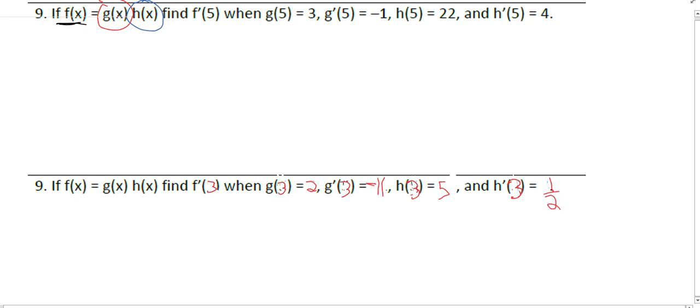They tell you that the g portion of it, which we're doing in red, at 5 is equal to 3, and the derivative at 5 is equal to -1. Then they tell you that h has a value of 22 when x equals 5, and that the derivative is equal to 4 when the x value is equal to 5. So hopefully you're seeing that this is just a product rule.